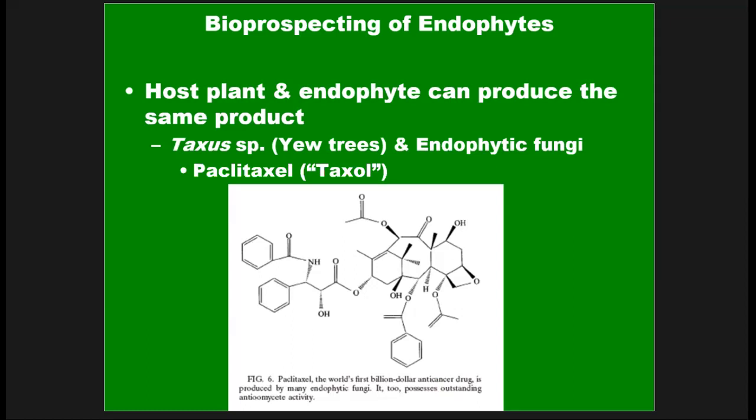And so that's a classic example of the idea that some endophytes are producing the same chemical that the tree itself is producing. And in many cases, it's so much easier to work with the endophytic microbes than it is the actual tree if you're trying to isolate large quantities of that chemical. As you can see, this chemical is quite complex.